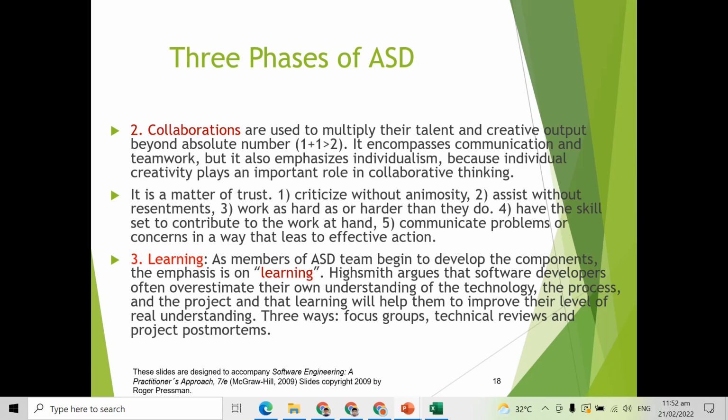And then third, learning. As members of the ASD team begin to develop the components, the emphasis is on learning. Highsmith argues that software developers often overestimate their own understanding of the technology, the process, and the project, and that learning will help them to improve their level of real understanding. So again, three ways: focus groups, technical reviews, and project post-mortems.